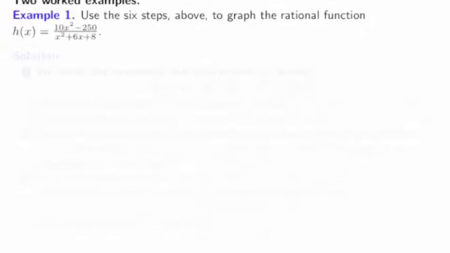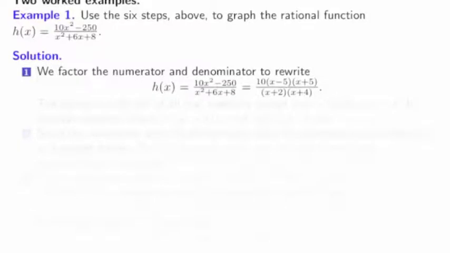Let's work through some examples. We're going to use the 6 steps to graph the rational function h of x here, which is a quadratic divided by another. If we factor the numerator and denominator, we can rewrite it in this way.